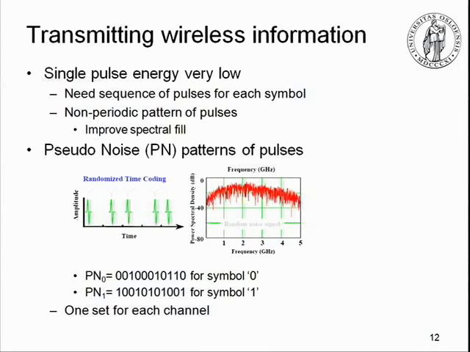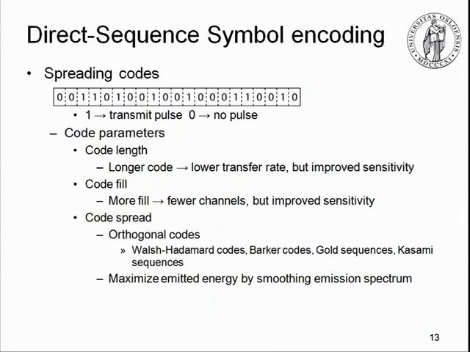Where there's a 1 in this sequence, that reflects that I'm transmitting a pulse. Where there's 0, I'm not transmitting anything. And then I can play with this sequence of pulses. I can make them longer. If I make them longer, I can make them more sparse, less filling. And if I have less filling, I can trade that in for more channels. That's how I make my channels.